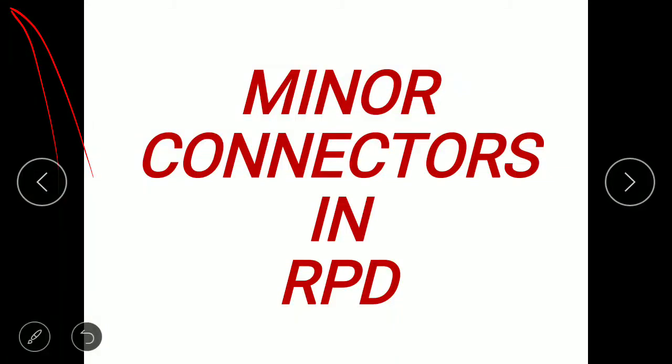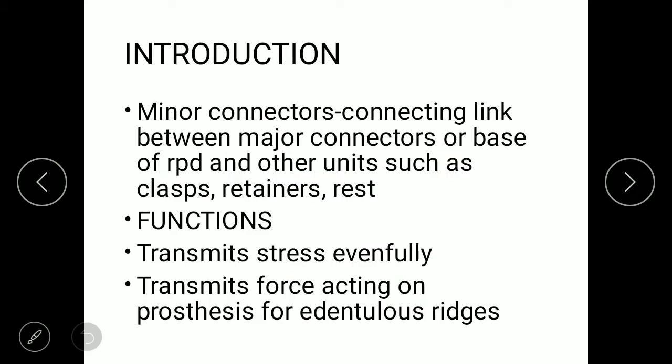To see about minor connectors in removable partial denture. Actually, minor connector is a connecting link between major connector to the clasp, retainer and rest. According to the glossary of prosthodontic terms, it is defined as a connecting link between major connectors or base of RPD and other units such as clasp, retainer, rest.